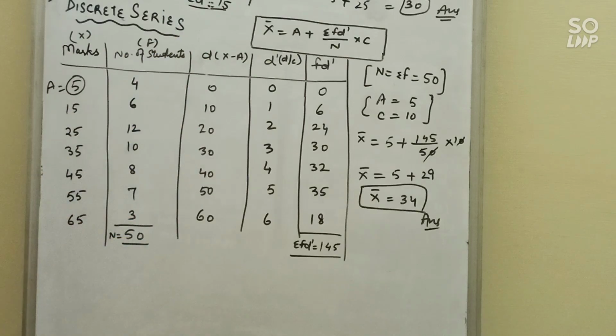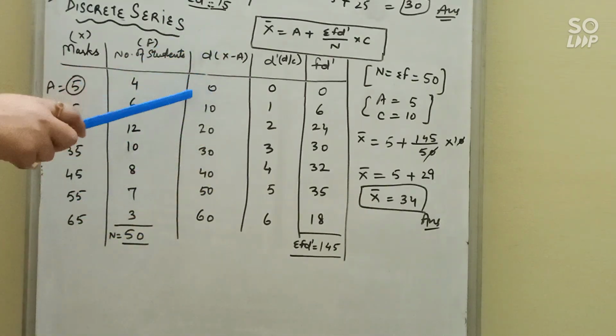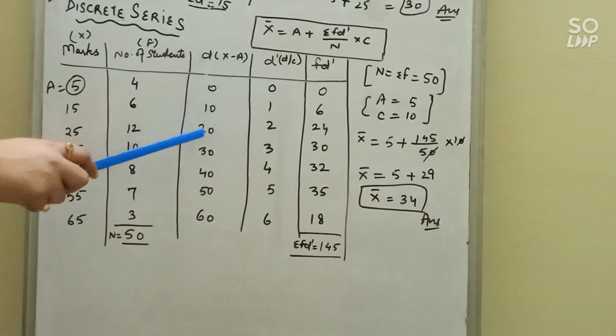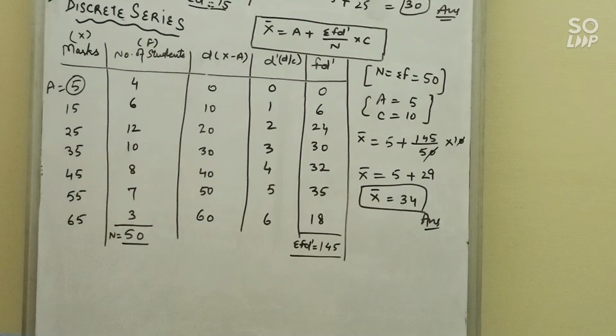I have, C is the common factor, so the highest common factor is 10. Now divide by 10: 0, 1, 2, 3, 4, 5, 6. Clear? So after calculating step deviation, if frequency is there, in an individual series we don't have frequency, so we will take the total of D dash.